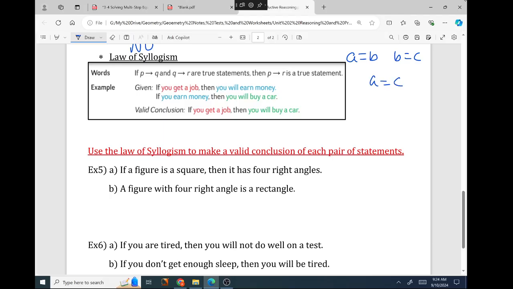Why? Substitution, right? This is called, we also call it the law of syllogism, we also call it the chain rule. And the chain rule is if this triggers that and that triggers something else, then this will trigger that. Does that make sense? If P triggers Q and Q triggers R, then P is triggering R. That make sense? All right.